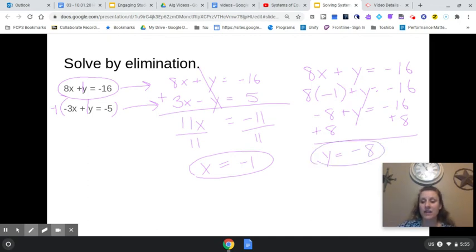Again, we want to write the solution as a coordinate point. So the x value is negative 1 and the y value is negative 8. So negative 1, negative 8 is the solution to this system.